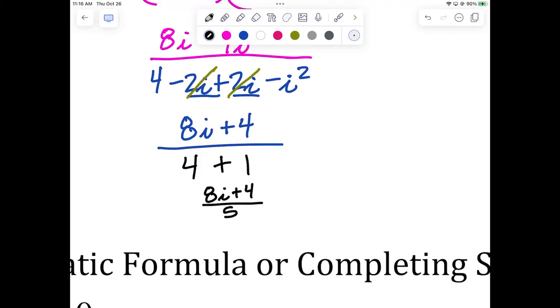And then the last thing we have to do, some people are still messing this up at the very, very end. We write that as 8 over 5 i plus 4 over 5. Is that where we want to stop?